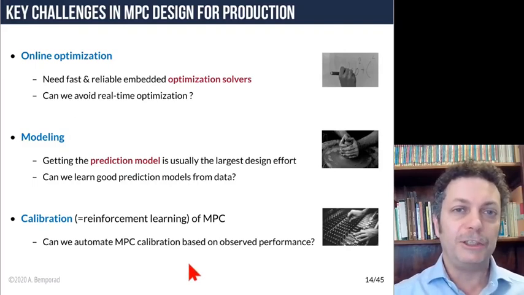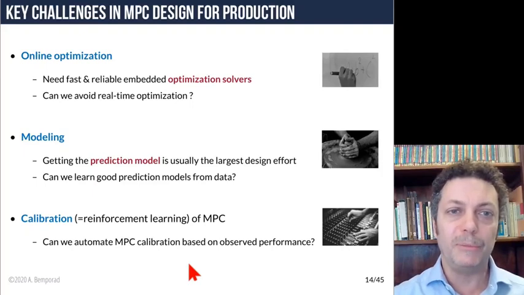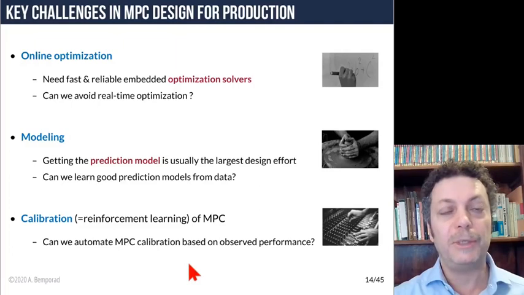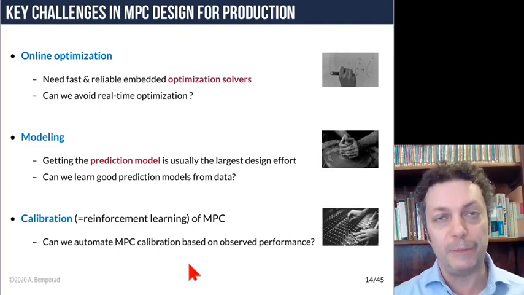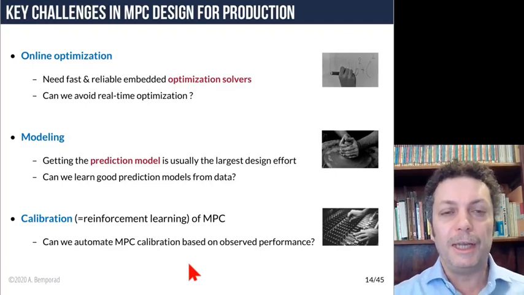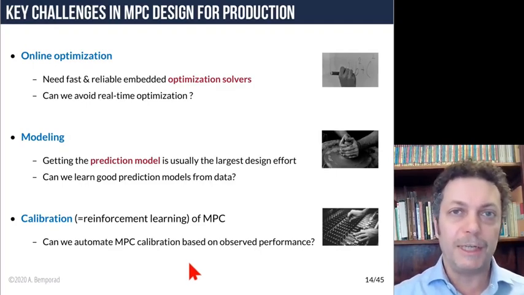Now, what are the key challenges for developing an MPC controller that can be put in production? Well, I'm listing here what I consider the 3 main challenges. One is online optimization. You want to solve the optimization problem associated with the MPC in real time, so you need to have a very fast and reliable optimization solver. And the question is whether we can avoid this. I will discuss this in a second.